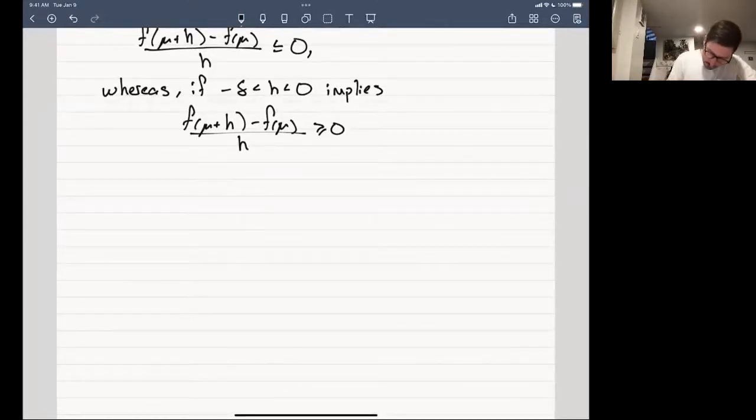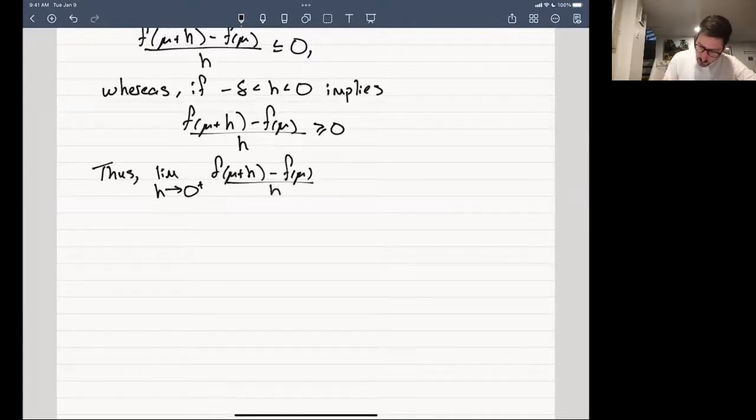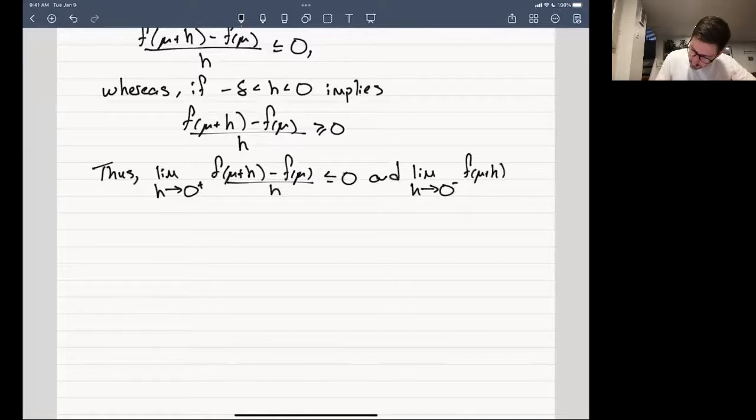But thus, again, now when we put these things in terms of limits, we get the limit as h goes to 0 of f of mu plus h minus f of mu divided by h. Well, the inequality passes to the limit, and you get the same thing as the limit as h goes to 0 from the left. Same thing, the inequality will pass to that limit. And so this is greater than or equal to 0. Pardon me for having to squeeze it in.